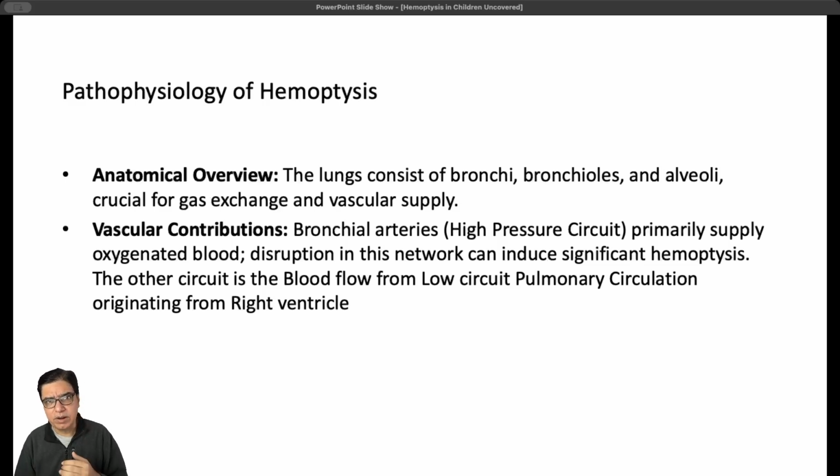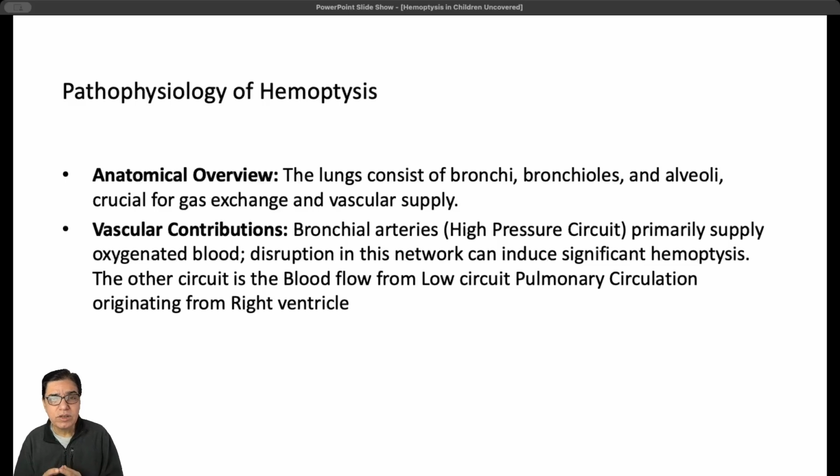In any case, whether the blood is coming from the low pressure circuit or from the high pressure circuit, it is quite an irritant to the airways, and that would invoke cough. And if the child has got enough power to bring that cough up, you might see that the child is bringing up blood as well. So two types of circulation: the high pressure bronchial circulation and the low pressure pulmonary circulation, which is originating from the right ventricle. And we have to differentiate between these two.